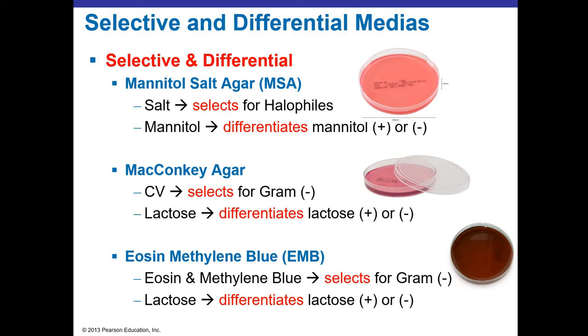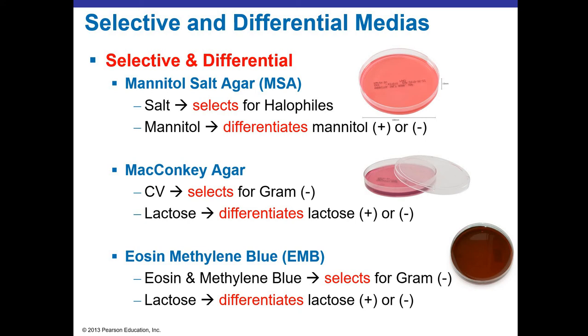MacConkey's agar, on the other hand, is going to select for gram-negatives. These are going to be organisms, again, where the crystal violet is going to kill off the gram-positives, so the gram-negatives are going to survive. Of the gram-negatives that survive, we're then going to use another carbohydrate, in this case lactose, to differentiate things into lactose positive or lactose negative. So MacConkey's looks a little bit like the mannitol salt, but you can tell that it's a little bit more purplish because of the crystal violet.